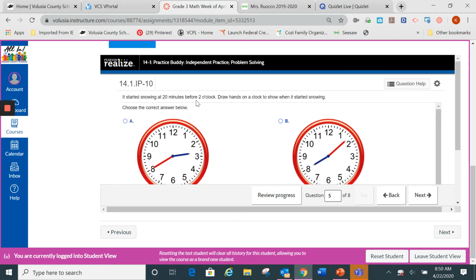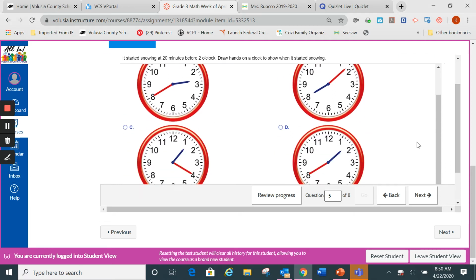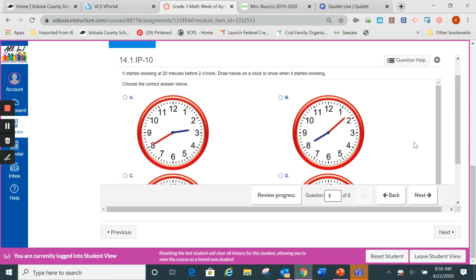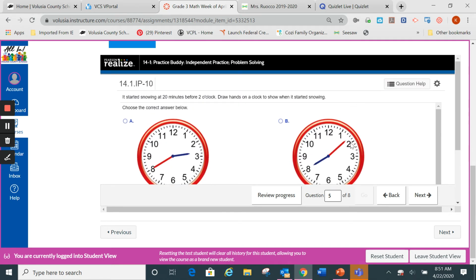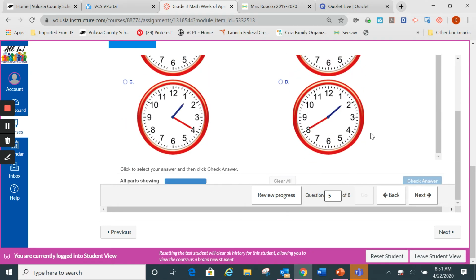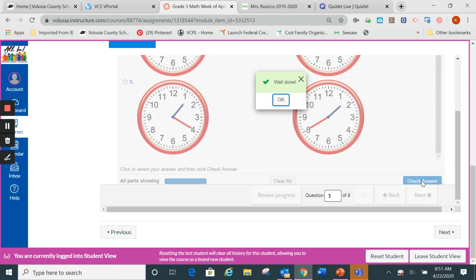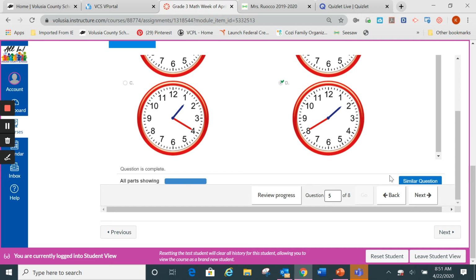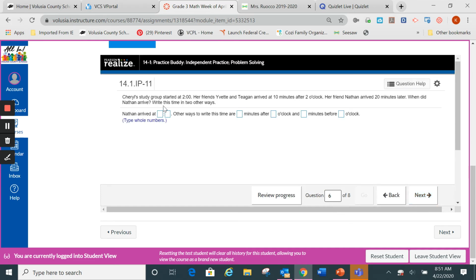It started snowing 20 minutes before 2 o'clock. So it's not 2 o'clock yet. Okay, so I see this one is past 2. Let me go back, because I know it's not these two. 20 minutes before 2. If I look here, this is 20 minutes after 1, so that's not it. This is going to be my answer here. And I'm going to go on to the next one.